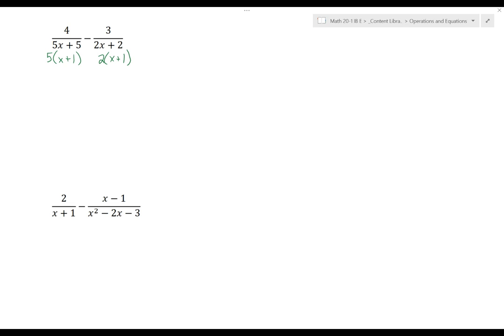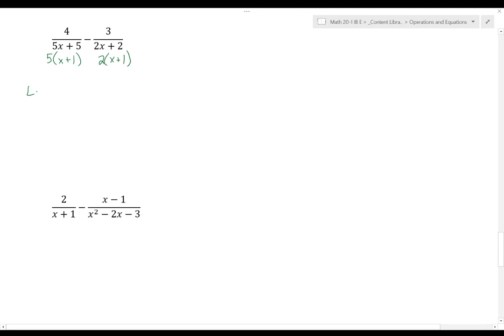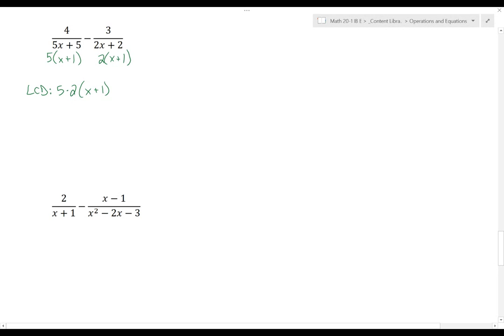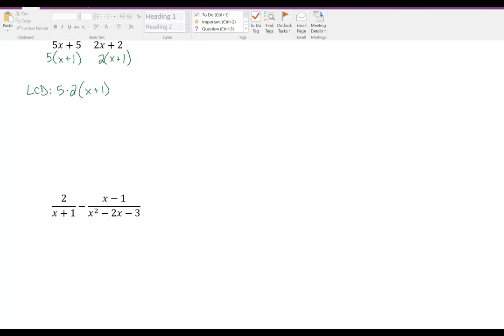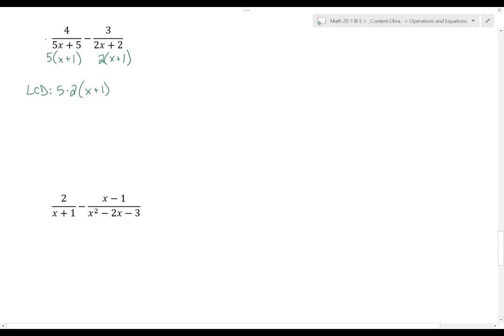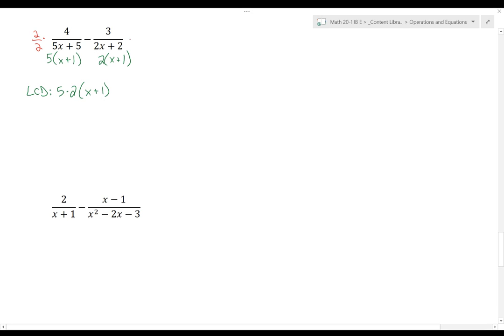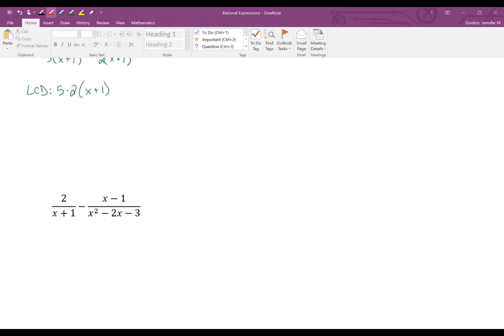But here, my lowest common denominator has to have the 5, it has to have the 2, and it has to have the x plus 1, which is already common, so I don't have to repeat it. That means that the first fraction is missing the 2, so I need to multiply by 2 over 2. And the second fraction is missing the 5, so I multiply by 5 over 5.